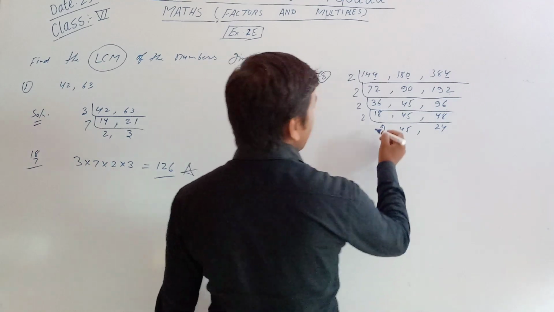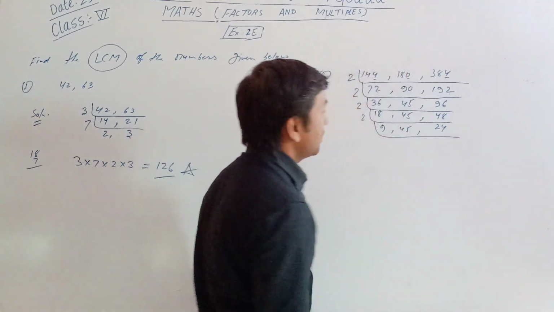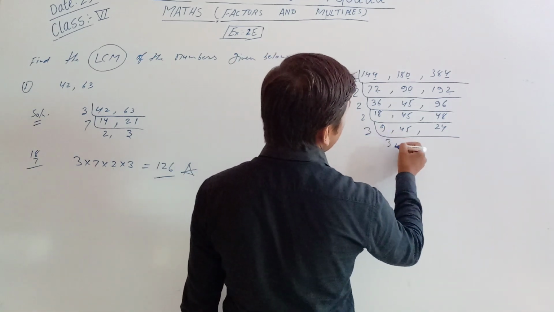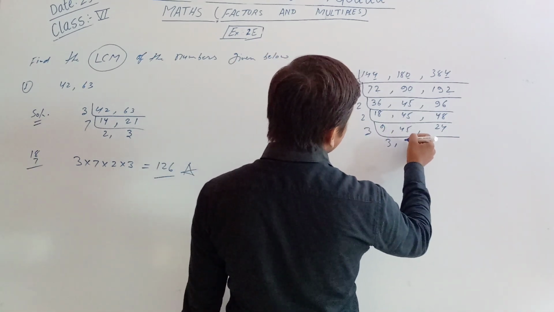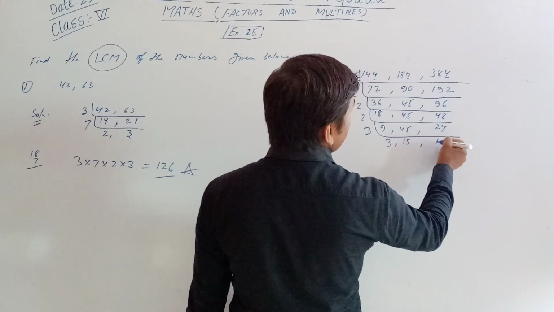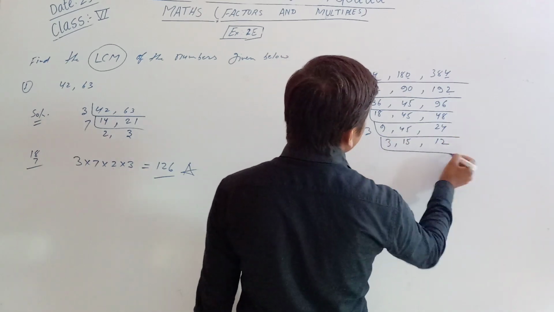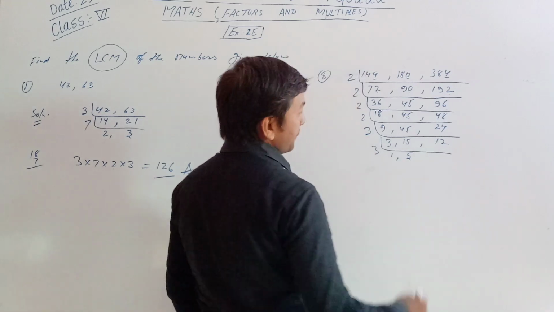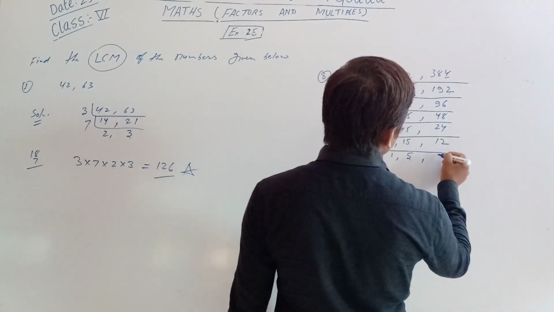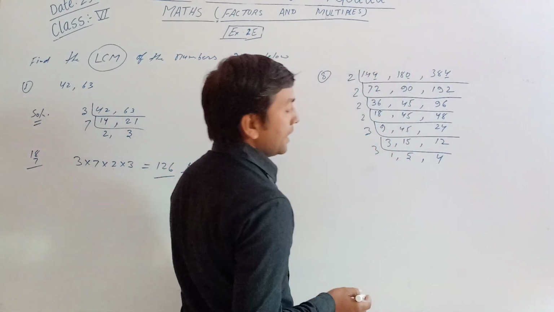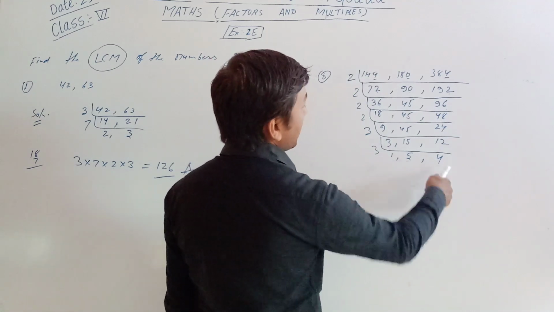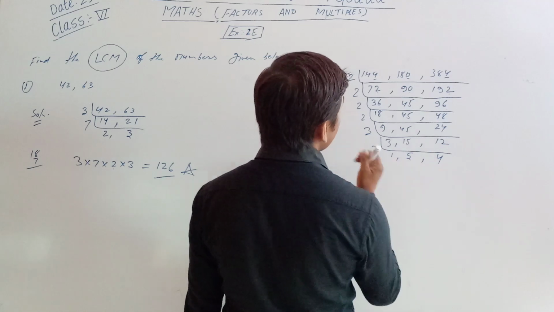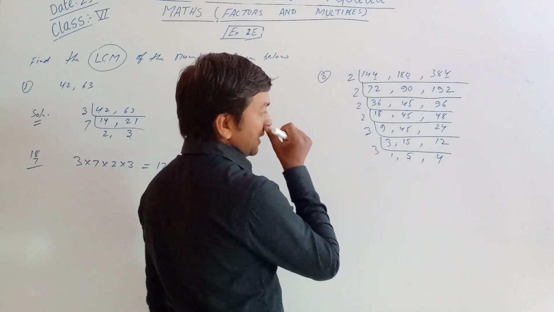Okay, now by 3 we can divide, because by 2 we can't. 3 3s are 9, and this one 15, and this is 12. By 3 again, 3 1s are 3, 3 5s are 15, and 3 4s are 12. Now we can't divide further, because 5 and 4 are prime to each other and can't be cut by any similar number.